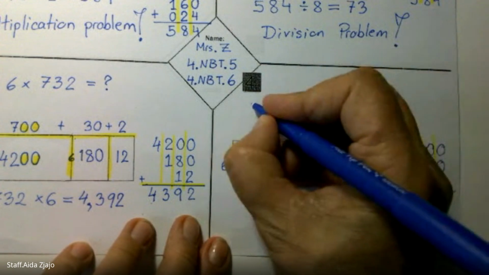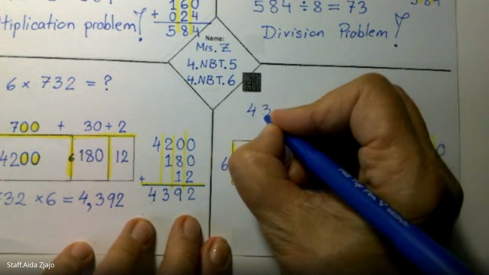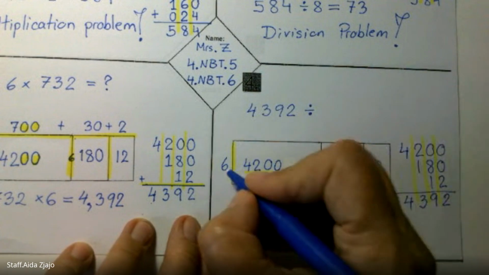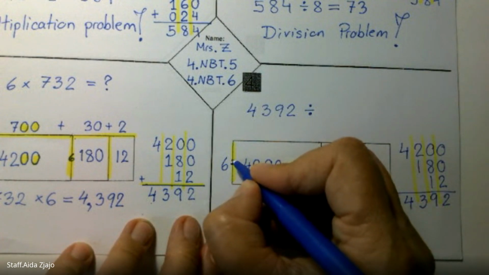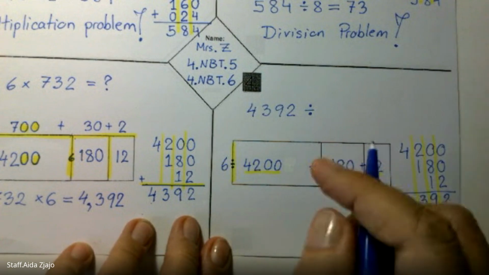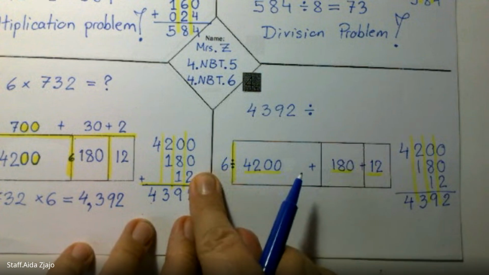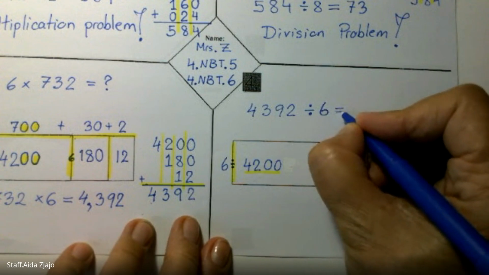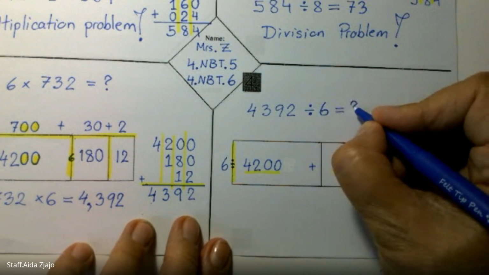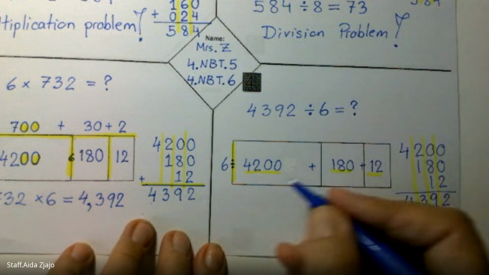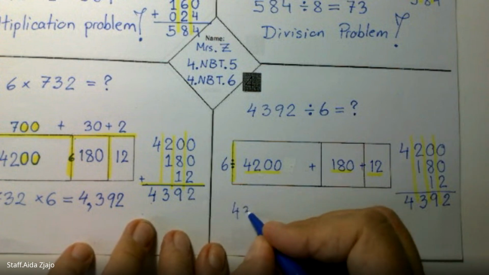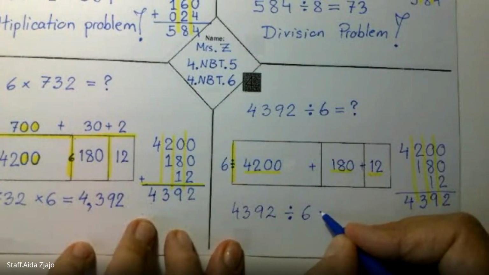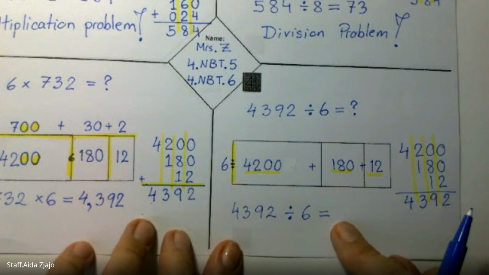So I'm going to put first 4,392 divided by. Sometimes I use this division sign, so I know this will be divided by 6 equals question mark. So now you can say, oh, now I know 4,392 divided by 6 is going to be what? Now we need to solve it.